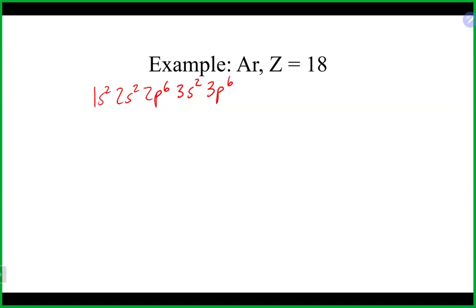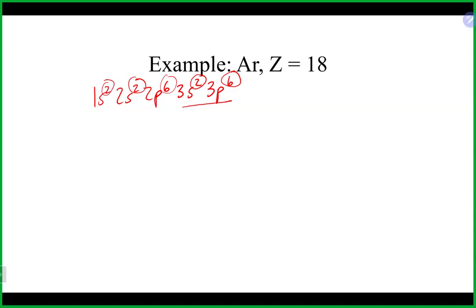This guy has how many electrons on the third energy level? 2 and 6 make 8. So it's got 8 on the third energy level. It's got 8 on the second energy level, which fills up the second energy level. And it's got 2 on the first energy level, which fills up that energy level.